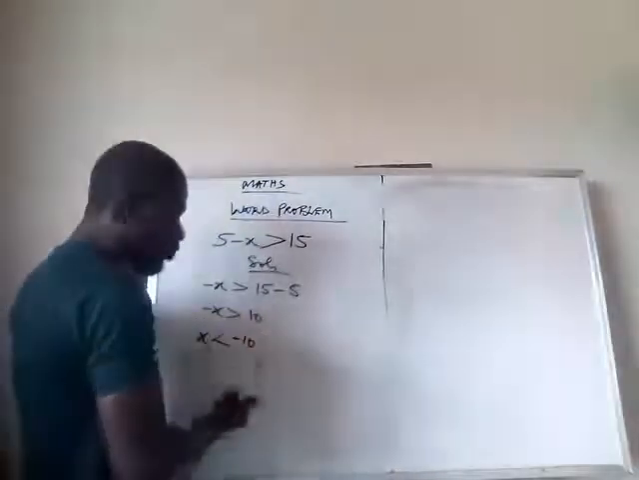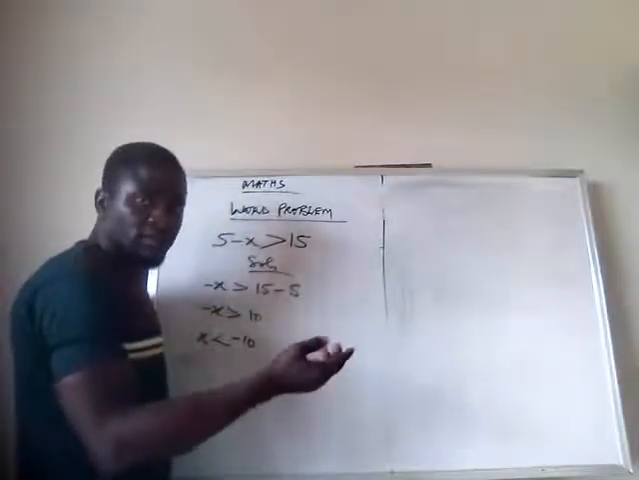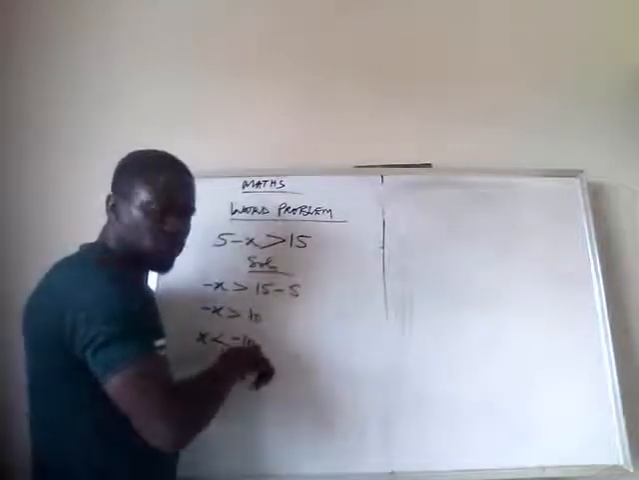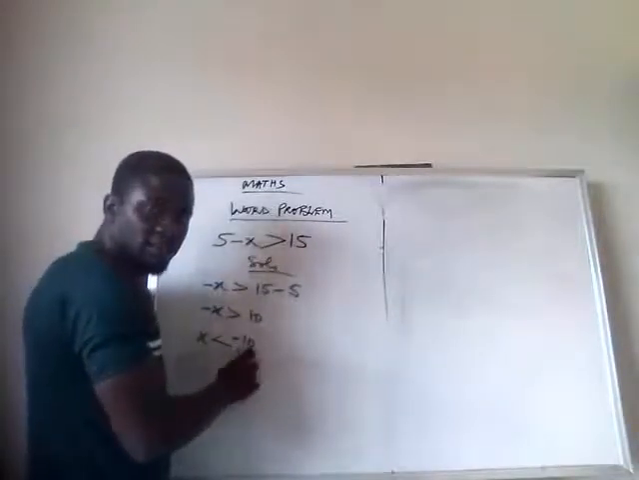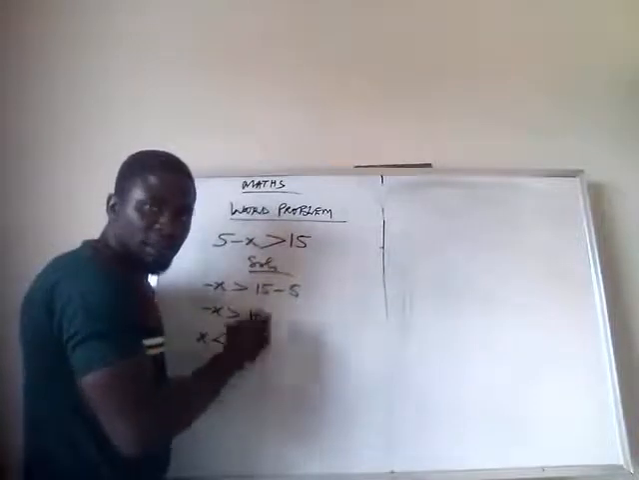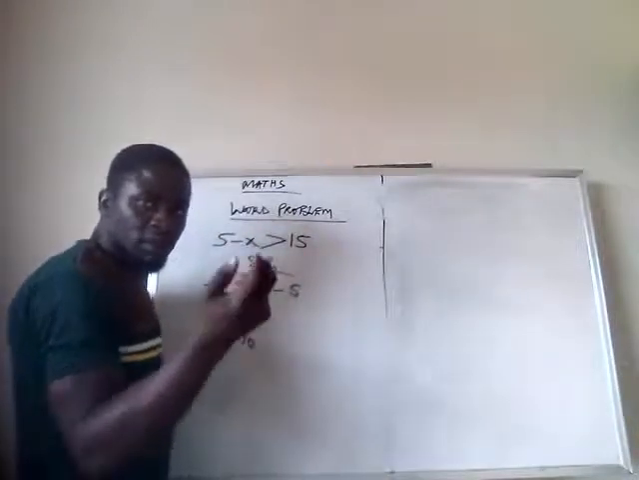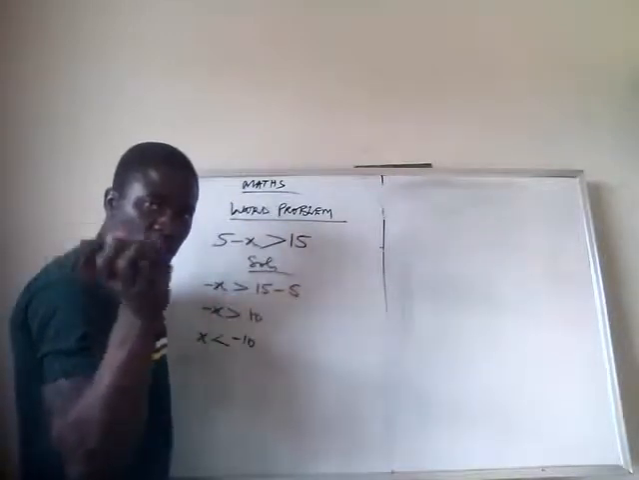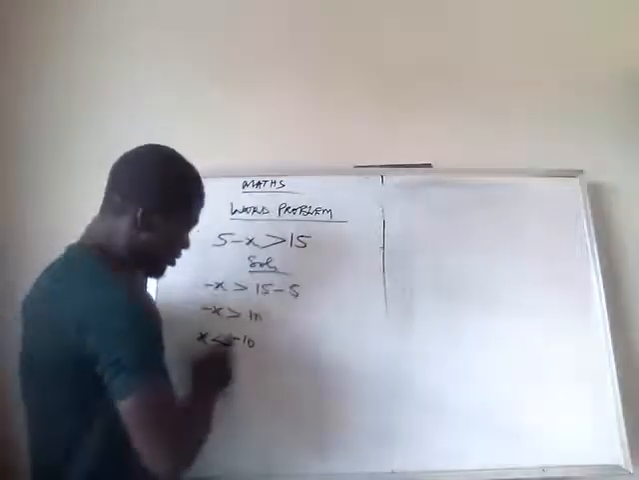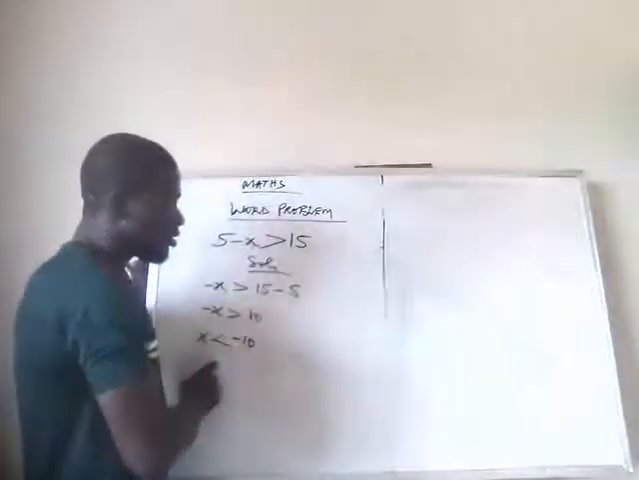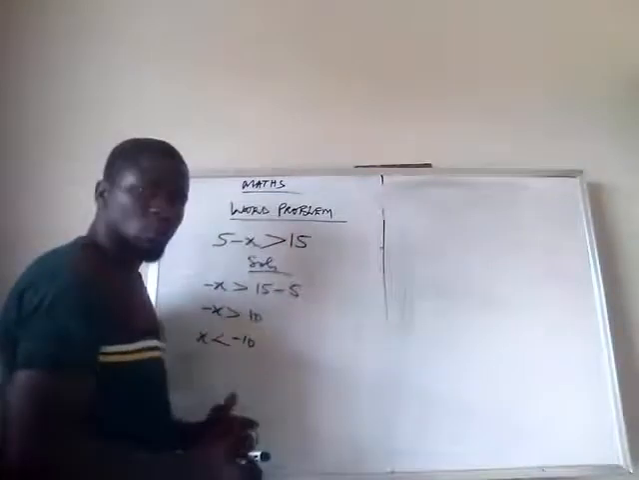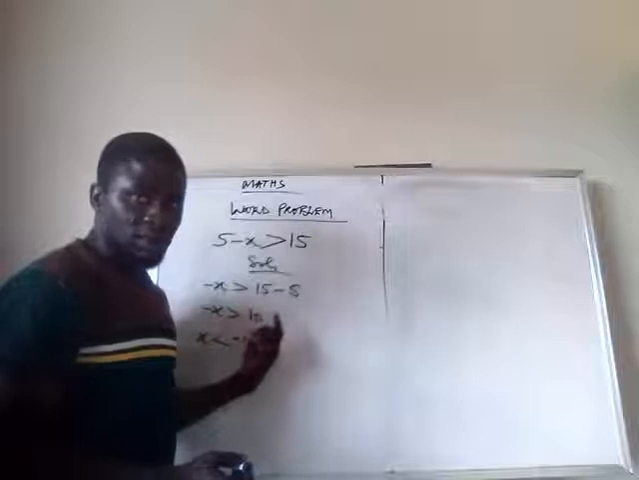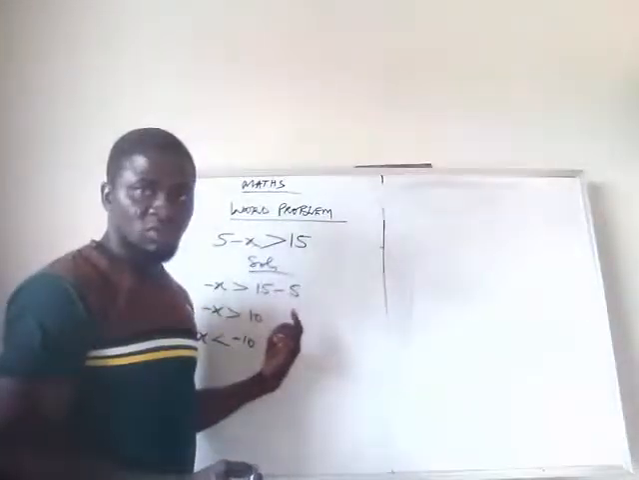And if the question said the range of values of x, what are the range of values of x? That means we are talking about the numbers less than minus 10: minus 11, minus 12, minus 13, and so on. They are the range of values of x in this context. I don't know whether there is any question to ask in this, but to me I think there is no question because it's just straight.